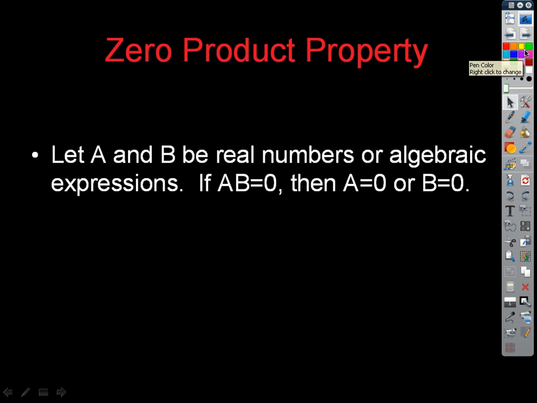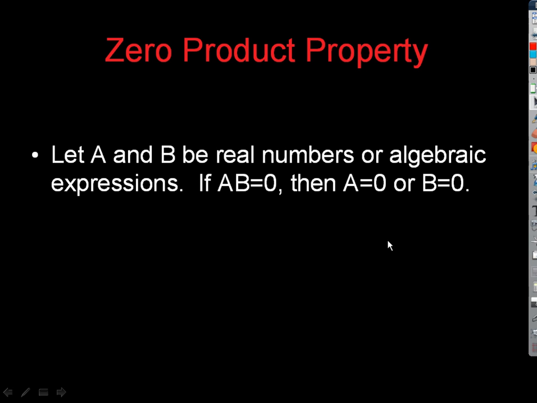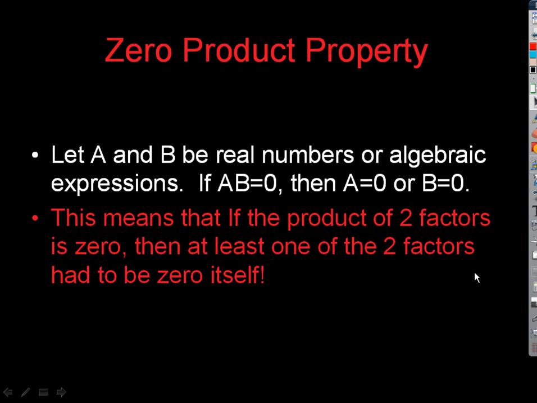So there's our zero product property. If A and B are real numbers, or algebraic expressions like we just dealt with, they could be x plus 6, or x minus 4. Then the product of A times B can only equal 0 when either the first factor is 0 or the second factor is 0. Okay, that's it. If the product of two factors is 0, then at least one of the two factors had to be 0 itself. Could this apply to more than two factors? Sure. If I have a product of 5 factors that equals 0, then that means that one of those 5 factors had to be 0. So we have to look at all those possibilities. Those would be the solutions.